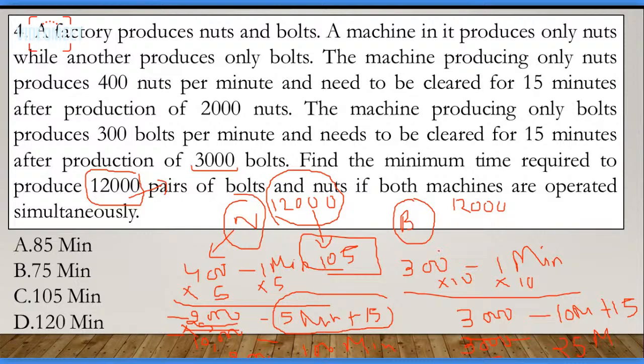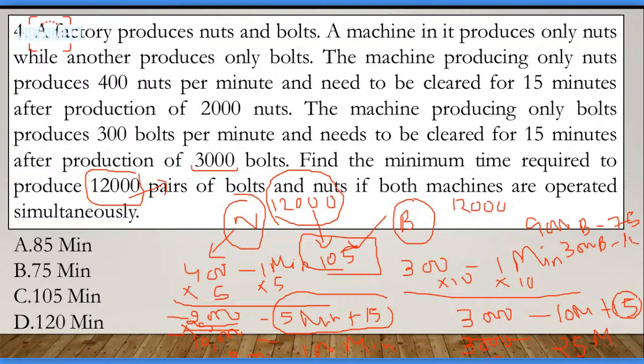Similarly, the bolt machine requires 3,000, 3,000, 3,000, into 4 for 12,000. But the last 3,000 bolts do not require 15 minutes of cleaning. Fine. We can ignore the last 15 minutes. That means for the starting 9,000, 3,000 into 3 and 25 into 3, that means 9,000 bolts require 75 minutes, but the last 3,000 bolts require only 10 minutes, because in the last 3,000 bolts we don't need 15 minutes of cleaning. That means we only calculate the time of production.